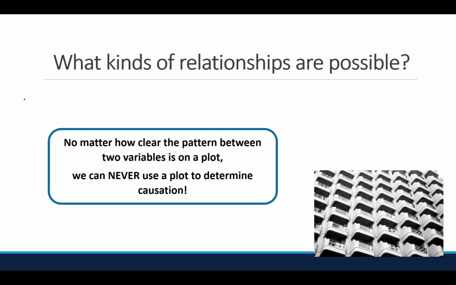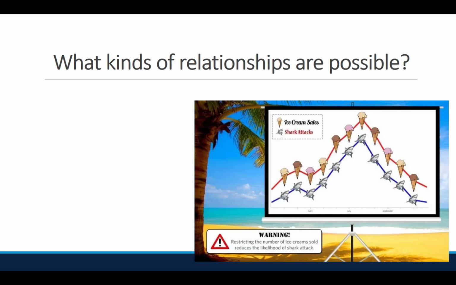This brings us to an important rule. No matter how clear the pattern between two variables is on a plot, we can never use a plot to determine causation. We'll begin by looking at an example where there is a clear visual relationship, but no causation. Suppose that a scientist recently saw the Snickers commercial featuring sharks who love Snickers and becomes concerned that people who eat Snickers ice cream are more prone to shark attacks. If you've not seen this commercial, there's a link for it in the script.